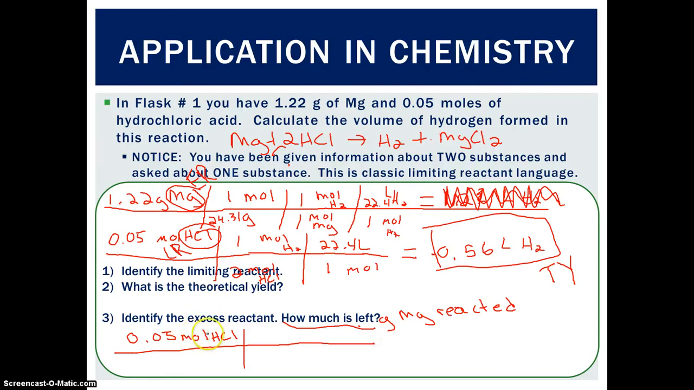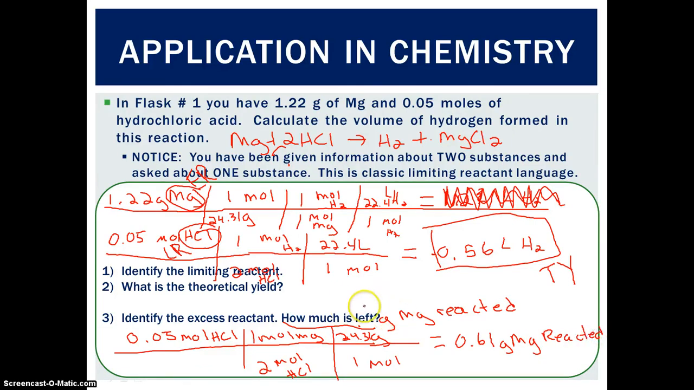So convert from moles of hydrochloric acid to moles of Mg in the balanced equation. That's a 1 and a 2. And then from moles of Mg, I can find the grams of magnesium also reacted using the molar mass. Do 0.05 divided by 2 times 24.31, and I get 0.61 grams of Mg reacted.